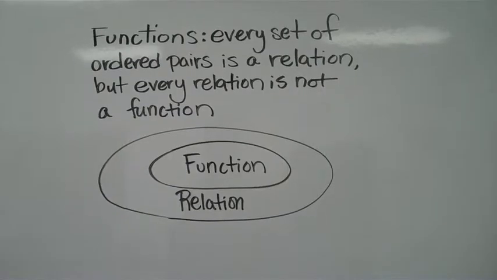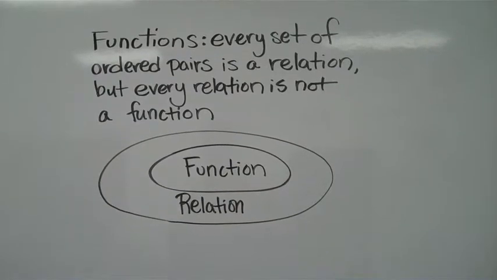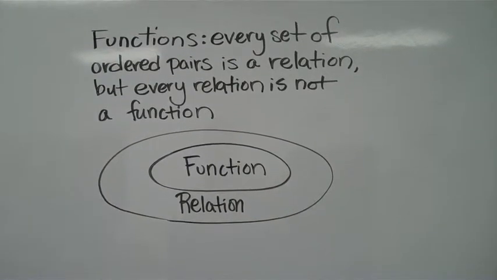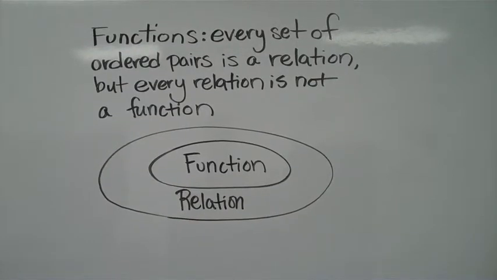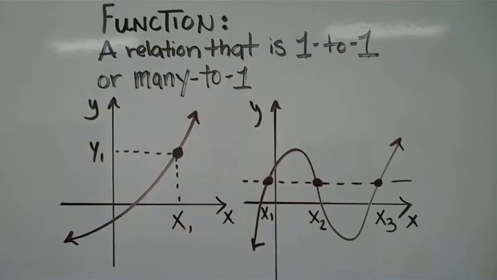Every set of ordered pairs is a relation, but every relation is not a function. We have a diagram showing that relations cover more ground than functions. Functions are a subset of relations. A function is a relation that is one-to-one or many-to-one. Here we see one x to one y, and many x's to one y.